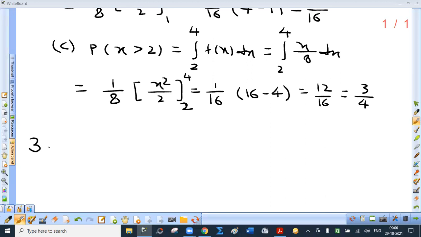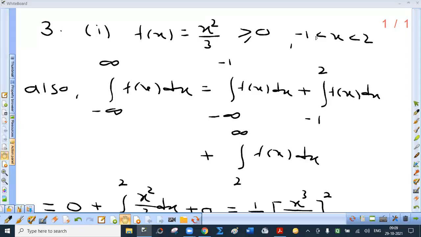Third question. It is known that the error in measurement of reaction temperature in degree Celsius in a certain experiment is a continuous random variable given by f of x equal to x square upon 3 for minus 1 less than x less than 2, or f of x equal to 0 otherwise. First question, verify whether f of x is a probability density function of a random variable x. Second, find P of 0 less than x less than or equal to 1. Third, find the probability that x is negative.